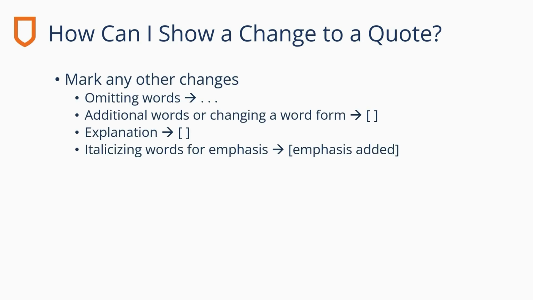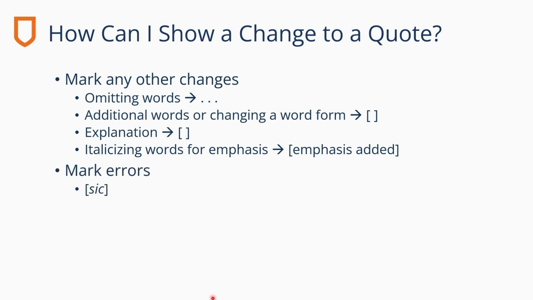Other reasons you might change a quote include omitting words, such as to make a passage shorter and avoid a block quotation. For this change, use an ellipsis or 3 dots with a space between each one. You might also want to add or change words to make the quote fit the grammar of the sentence. In this case, place the added or changed word in square brackets. The square brackets can be found on the keyboard beside the letter P. Use square brackets again if you want to add explanation of what a term means, and use the phrase emphasis added in square brackets after italicizing words for emphasis.